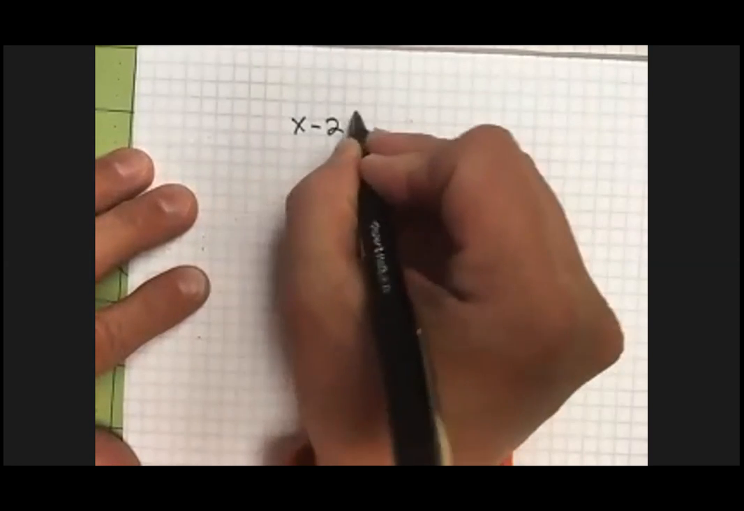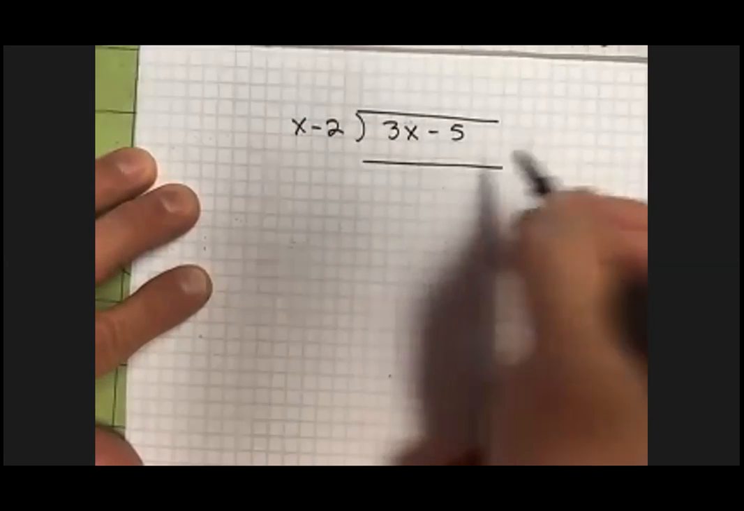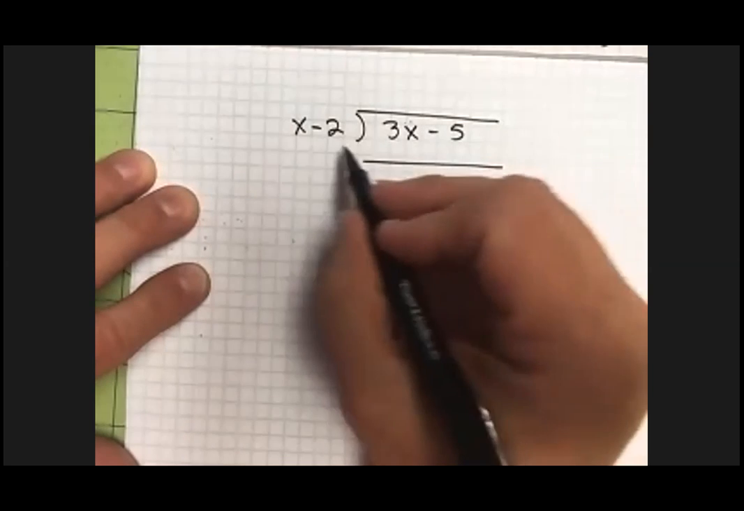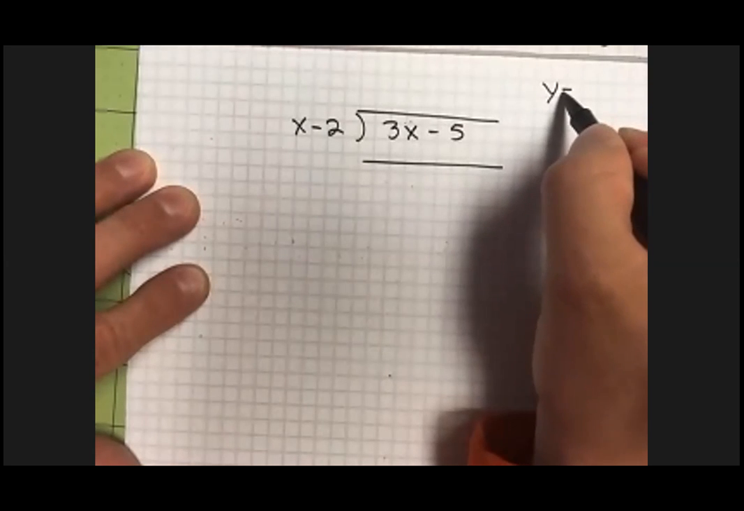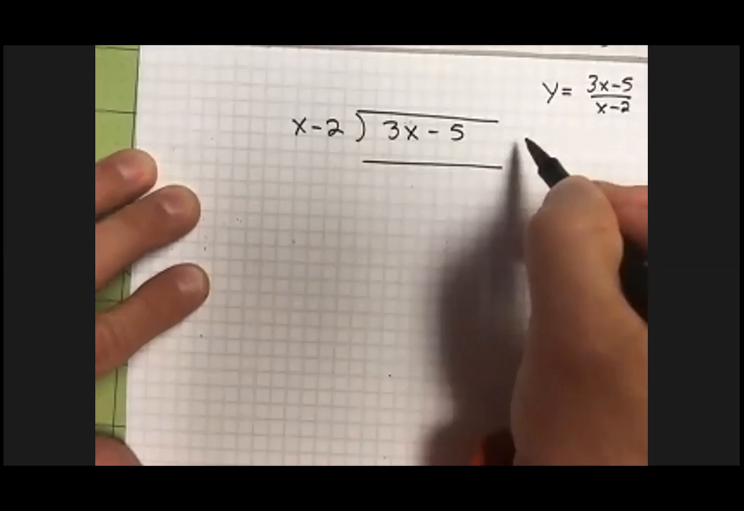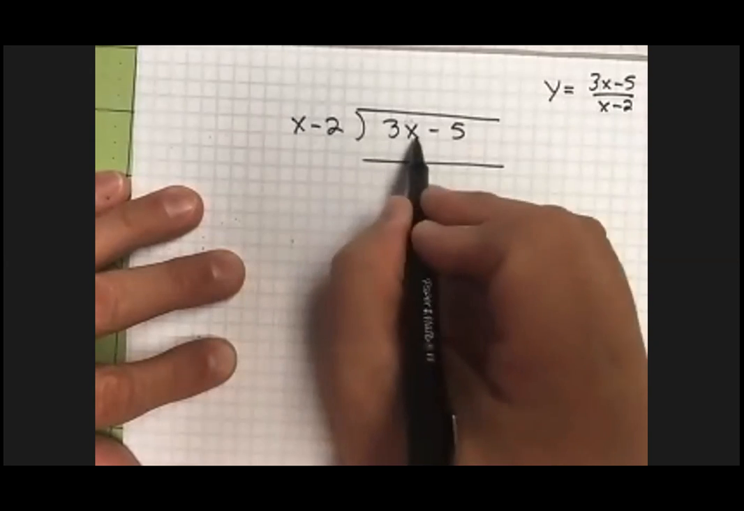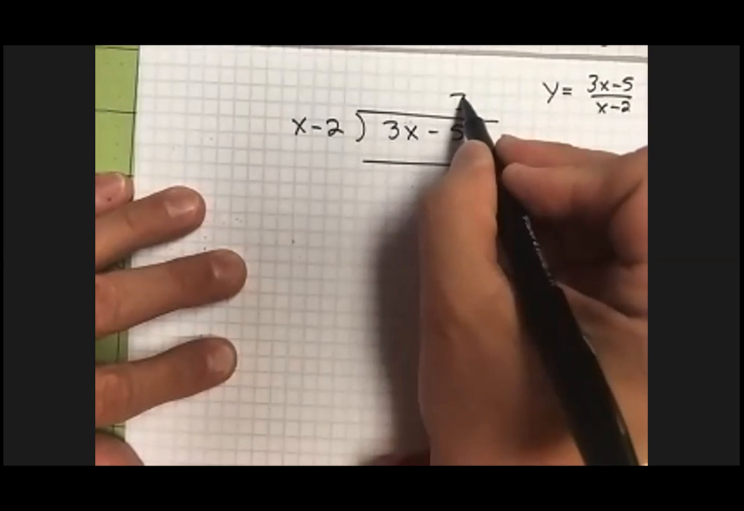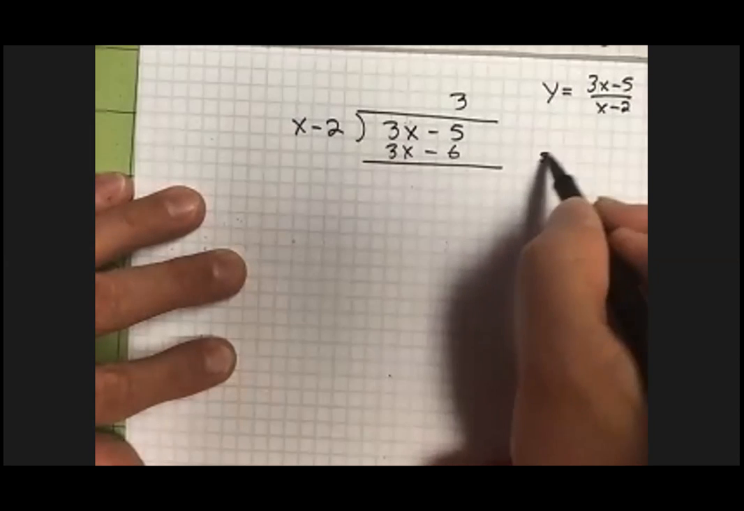Well, do you know what you could do? Oh my gosh, I'll use long division. There's a reason why we did long division. Let's take 3x minus 5 divided by x minus 2, literally. Polynomial long division, synthetic division if you want, but let's just do long division. How many times does x minus 2 go into 3x minus 5? First of all, it goes in 3 times. 3 times x minus 2 is 3x minus 6. And now you subtract.